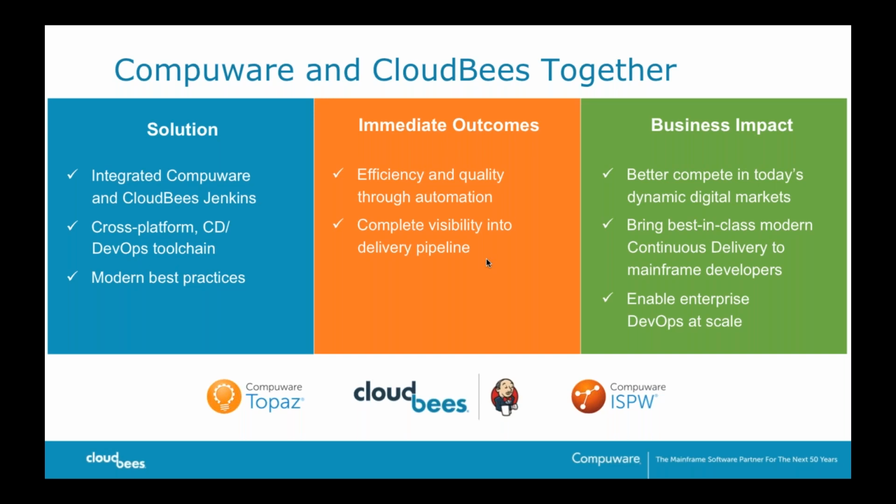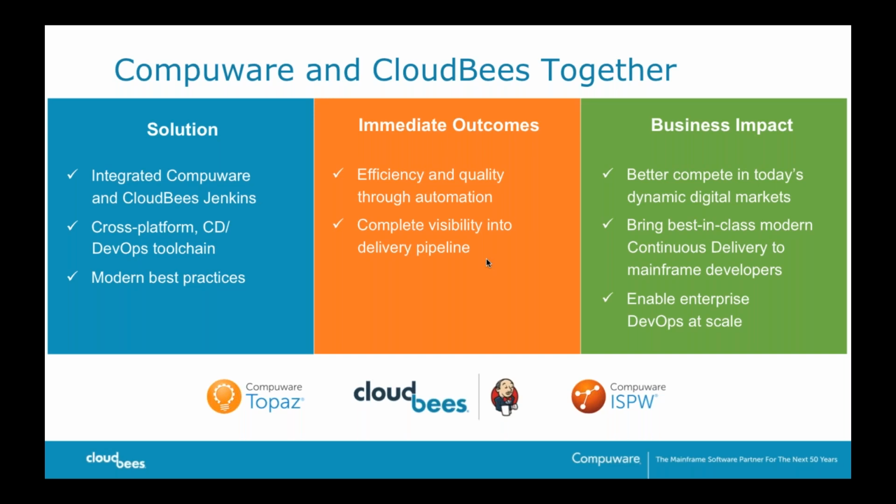And you get to unify the disconnected processes and teams that Steve talked about earlier by providing common and complete visibility into a delivery pipeline structured as pipeline as code, so it's easier to collaborate and manage. The impact that you can expect for your business is that you'll now be enabled to better compete in today's digital markets, which are dynamically changing.